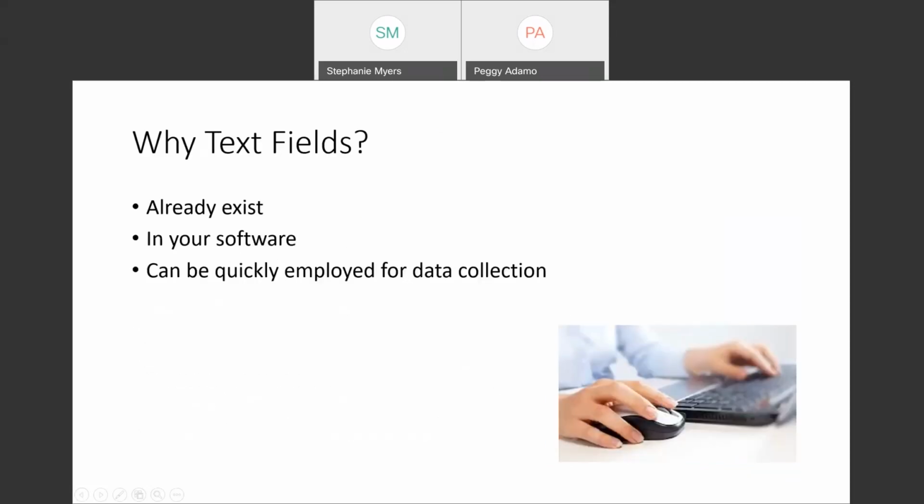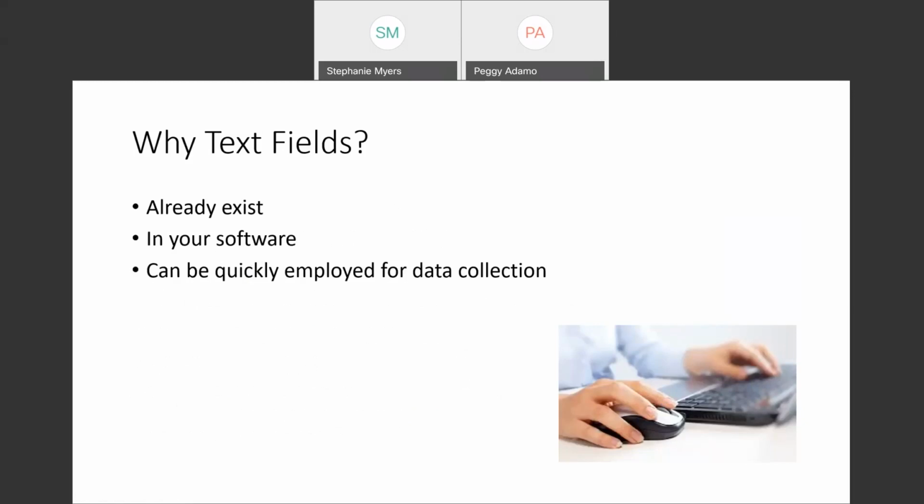And you're probably wondering, why did we choose to collect this information in text fields? Mostly because they already exist. We did not have to create new data items to get this going, and we wanted to get it going quickly. These text fields are already in your software, so they're available for use right away, and they can be quickly employed for data collection, which was the main goal here, to get this going really fast.